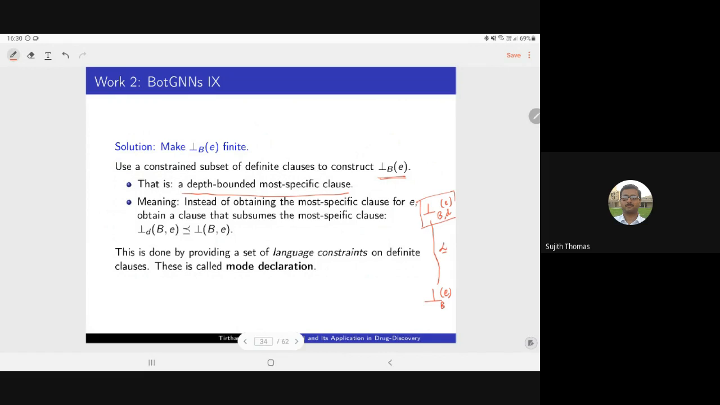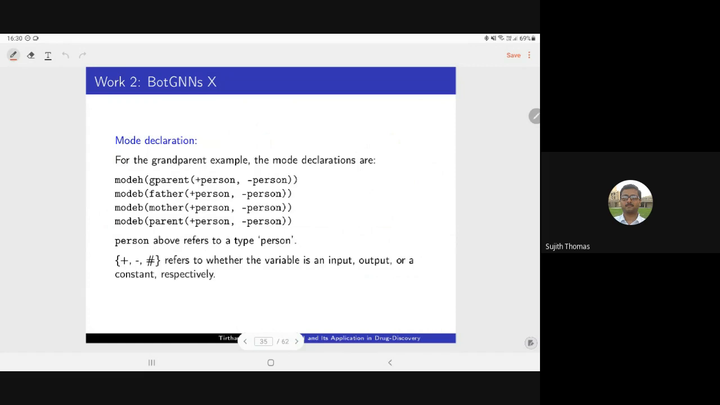And that is done with the help of some language constraint on the definite clauses, and these are called mode declarations. I'll explain a few. So what are these? For our grandparent example, the mode declarations are these. These are the language constraint on the definite clause. So the head has the mode declaration mode H, and the body literals have the declaration mode B. So for all the literals, we have these mode declarations.